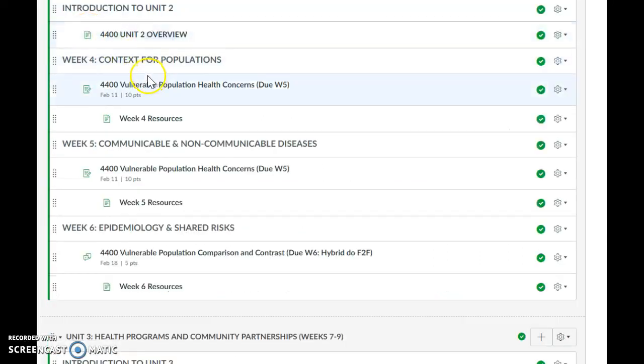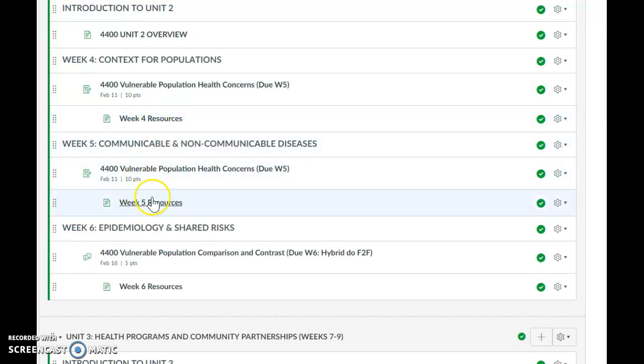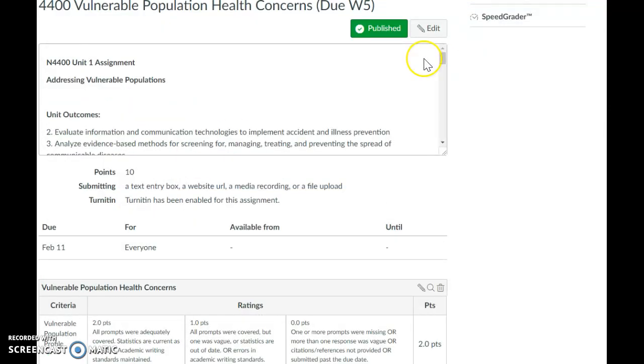As you go into this, for week 4, we're looking at context for populations. And this is where you'll be doing a vulnerable population health concern based on the population that you selected in Unit 1 during week 2. If you notice, there's nothing due on week 4. You add to this project during week 4 and week 5, and it's due on week 5. You can use these resource pages to help provide information as you go. But this assignment has a few different components to it.